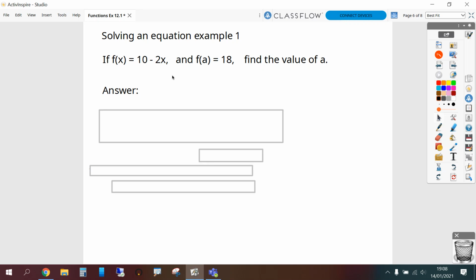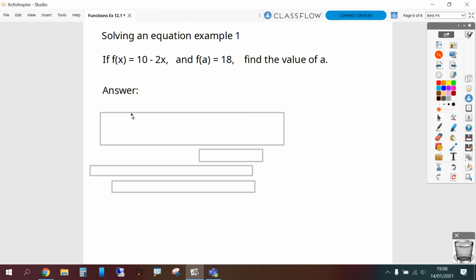Sometimes we're given an equation problem to solve. Here we're told that f of x is equal to 10 minus 2x, and f of a equals 18. And we want to find the value of a. So you'll notice that we have f of a and f of x. So what's happening here is we have a function which is an input of x and the output is 10 minus 2x. Here we've got the same f function being used, but we've got a different input, which is a, and the output is 18.